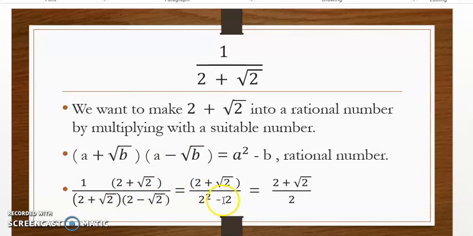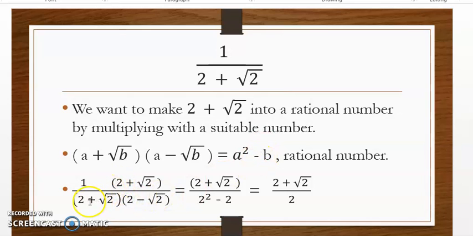My b here is 2, okay, not root 2. See, if it is root b, the answer is a square minus b. So here it is root 2, so the answer is 2 square minus 2. This is a result of using the a square minus b square formula. See, a plus b into a minus b is a square minus b square. Instead of b square, we have root b the whole square, and that is how we get b.